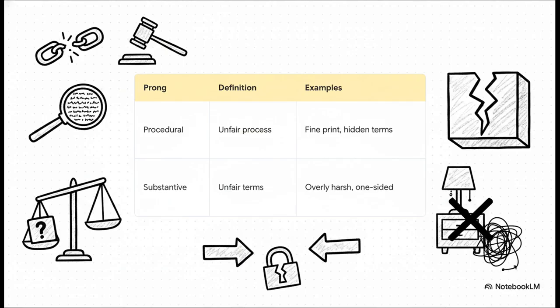Generally, you need procedural unconscionability, which means the bargaining process itself was fundamentally unfair, like burying things in fine print or stripping away meaningful choice. Plus, you need substantive unconscionability, meaning the actual terms of the deal are brutally harsh and one-sided. Check both those boxes and a court can rip up the agreement.